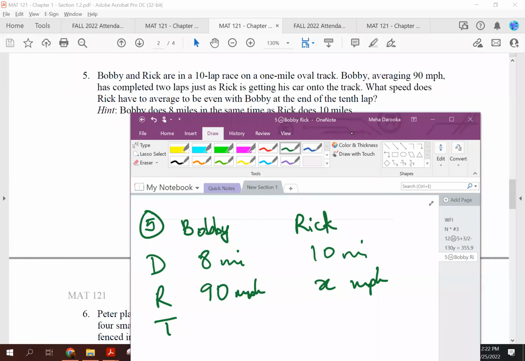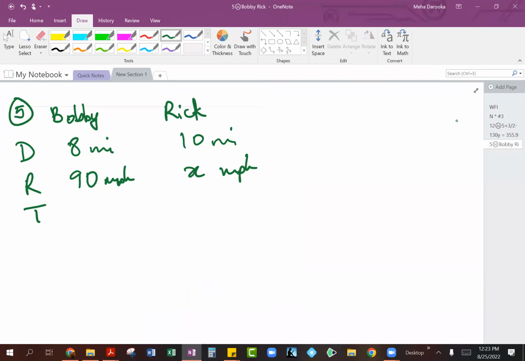What can we say about the time? It's 2 laps ahead, so he's kind of got a head start on that. But they are finishing together, right? Because that's kind of what they want us to figure out: for the 8 miles that Bobby does, Rick has to do 10 miles, but they want it to be even at the end. So that actually tells us that they're going to keep the same time. The one guy has to just go faster to catch up and be even with the other one. So that's actually where this equation is going to take a turn. So the time is actually going to come out to be the same for both of them.